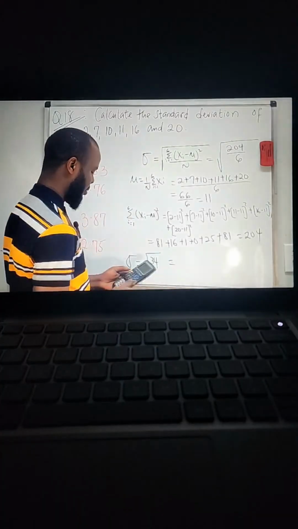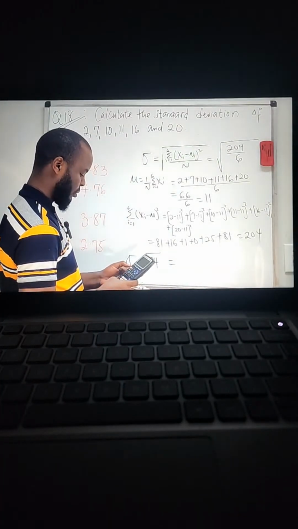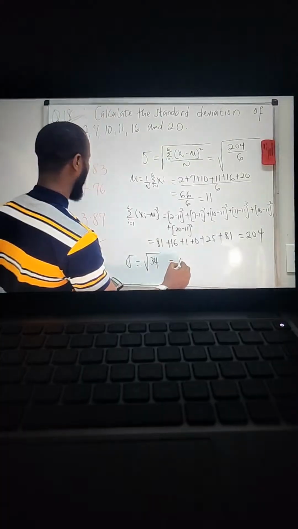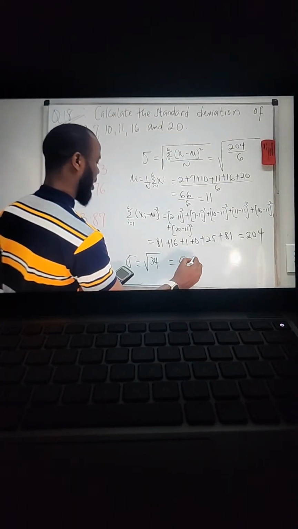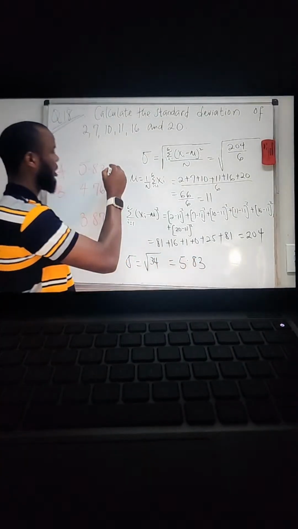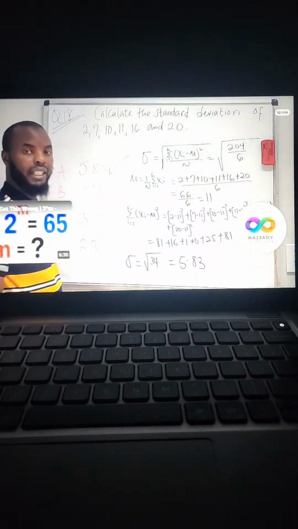And the square root of 34 should be 5.83. So this makes option A the right answer.